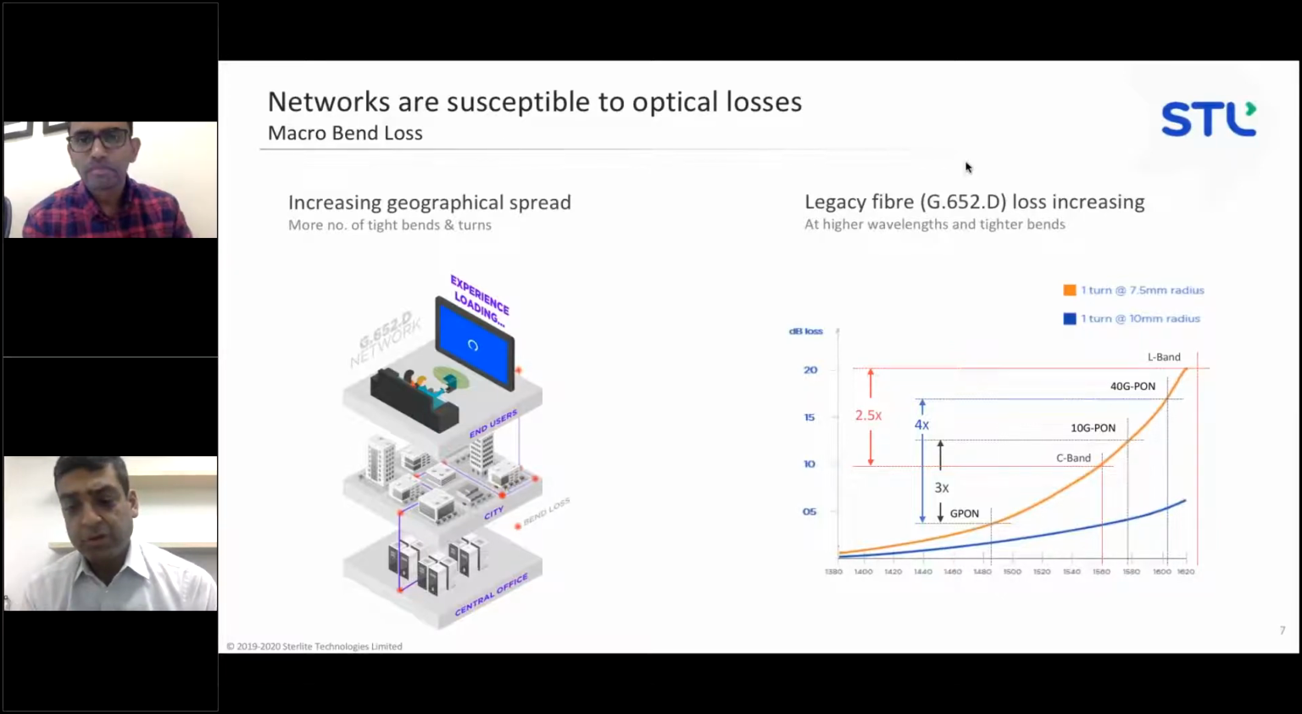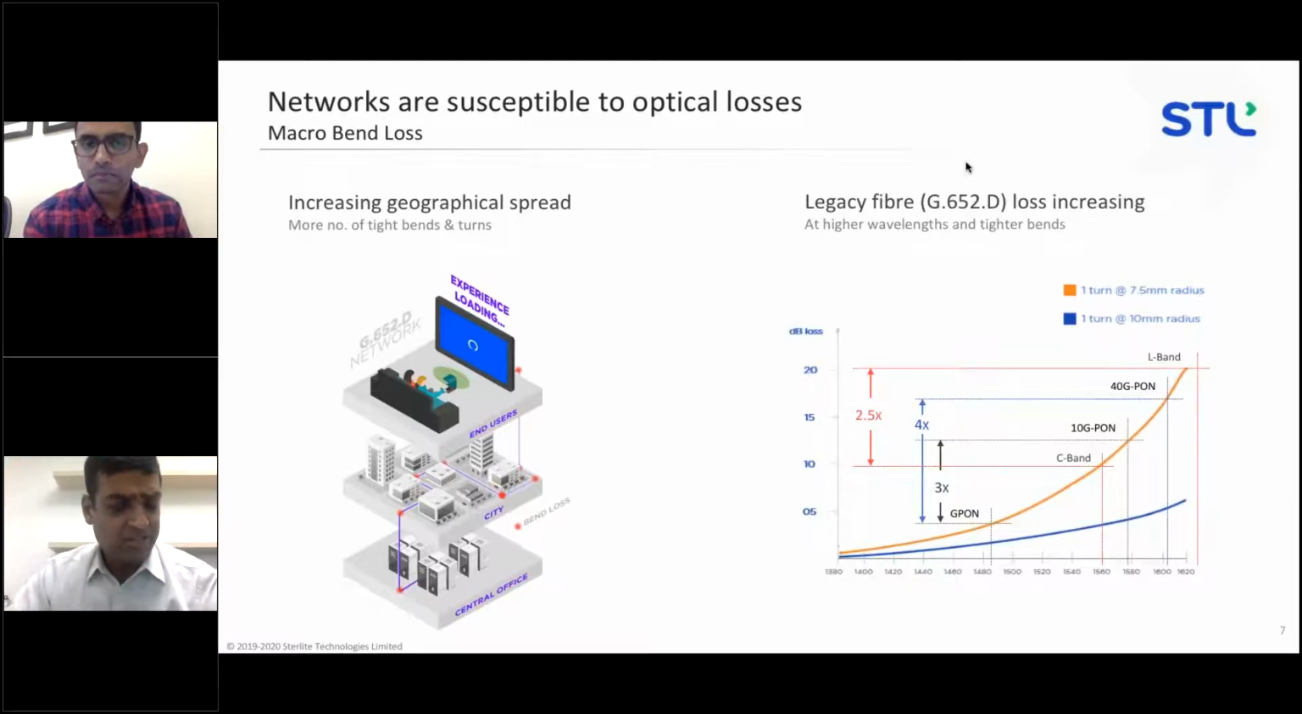Now, when we're using a GPON network, taking that as the base, and we have moved from there to a 10G PON, we see about a 3x increase in the bend loss. And similarly, if we have to go to a 40G PON network, that will be even higher bend loss. And what this is telling us is that the wavelengths of tomorrow, the networks of tomorrow, are going to be facing this macro bend loss at a much higher rate than anything that we have seen so far. And we need to take this into account when designing a fiber for the network that we are going to deploy.